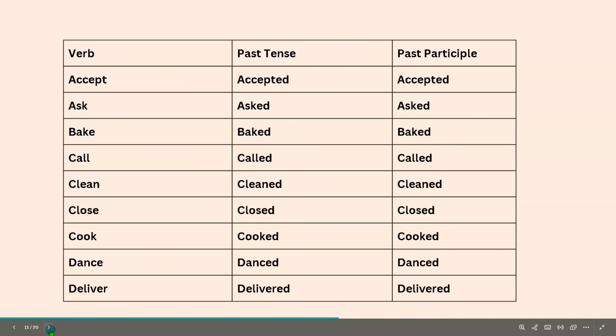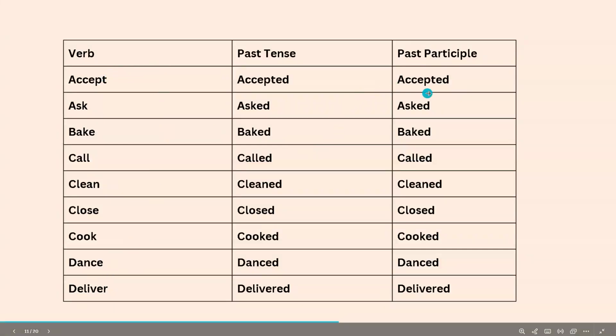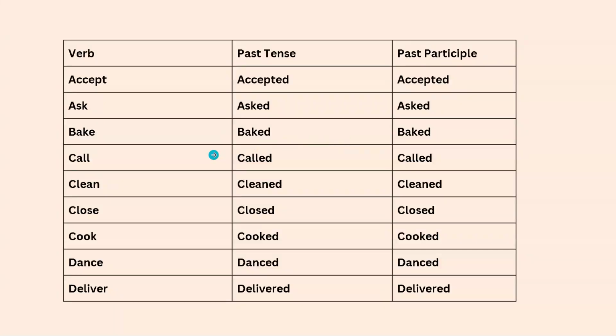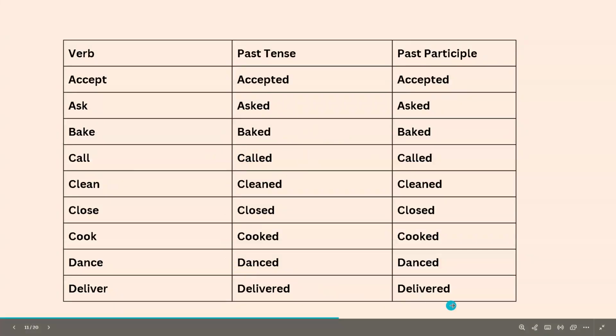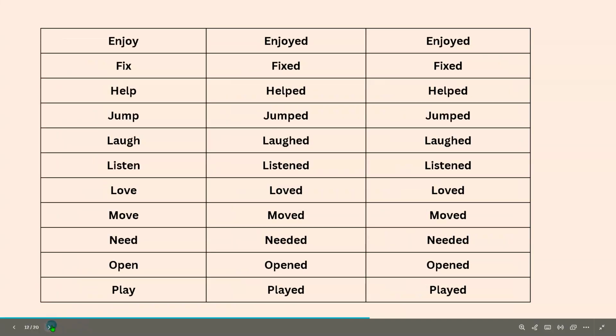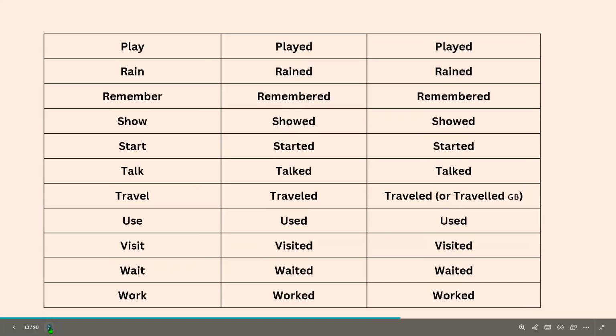So now let us see some of the verbs in past tense and past participle, how they will be. So accept, accepted, accepted. Here these are regular verbs. So ed is added and you are getting the past participle words. Some more words to help you. Fixed, fixed, fixed. Move, moved, moved. Okay, regular verbs. For all these verbs, we are using only ed.